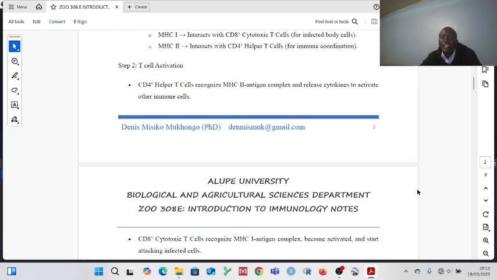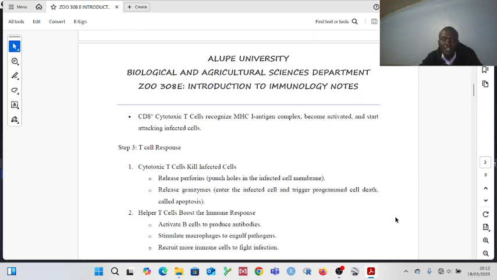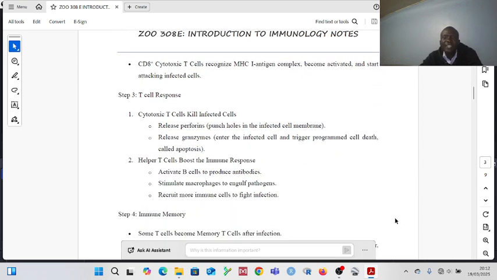Then the CD8 cytotoxic T cells recognize a complex between MHC class 1, the major histocompatibility complex 1, and the antigen. So CD4 is MHC class 2 and the antigen. CD8 is MHC class 1 and the antigen.